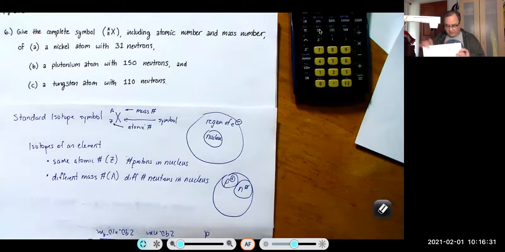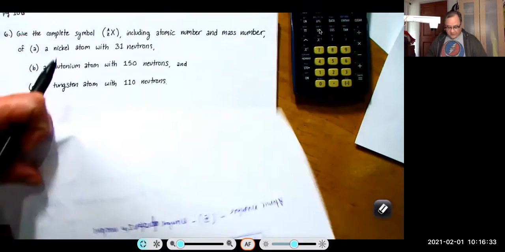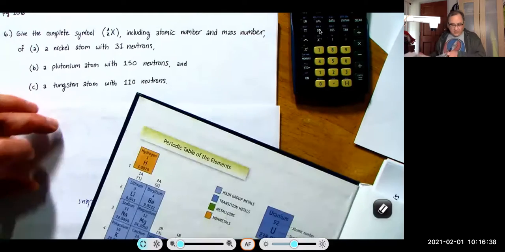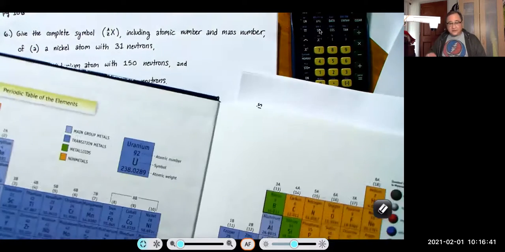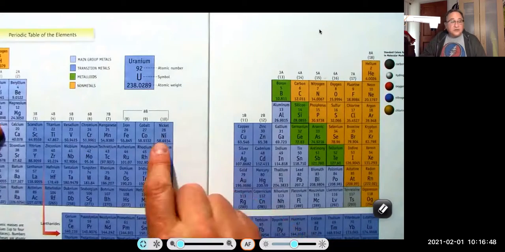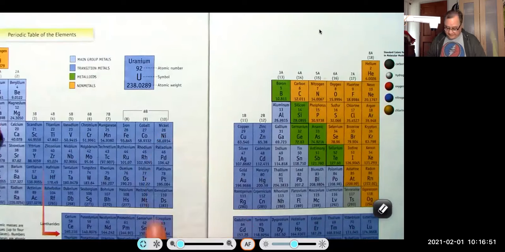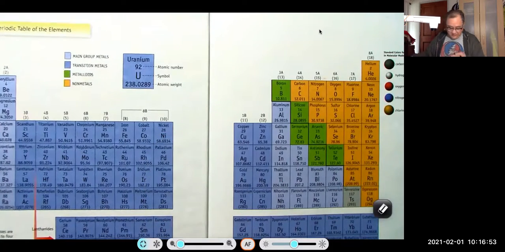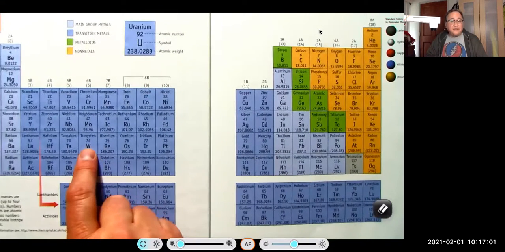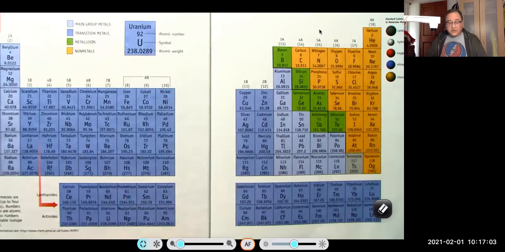So I'm going to put this off to the side here, and we're going to actually answer this. And I'm going to open up my periodic table, and I'm going to look for nickel, plutonium, and tungsten. So let's see here. Here's nickel, number 28. Here is tungsten, number 74. And here's plutonium, number 94.